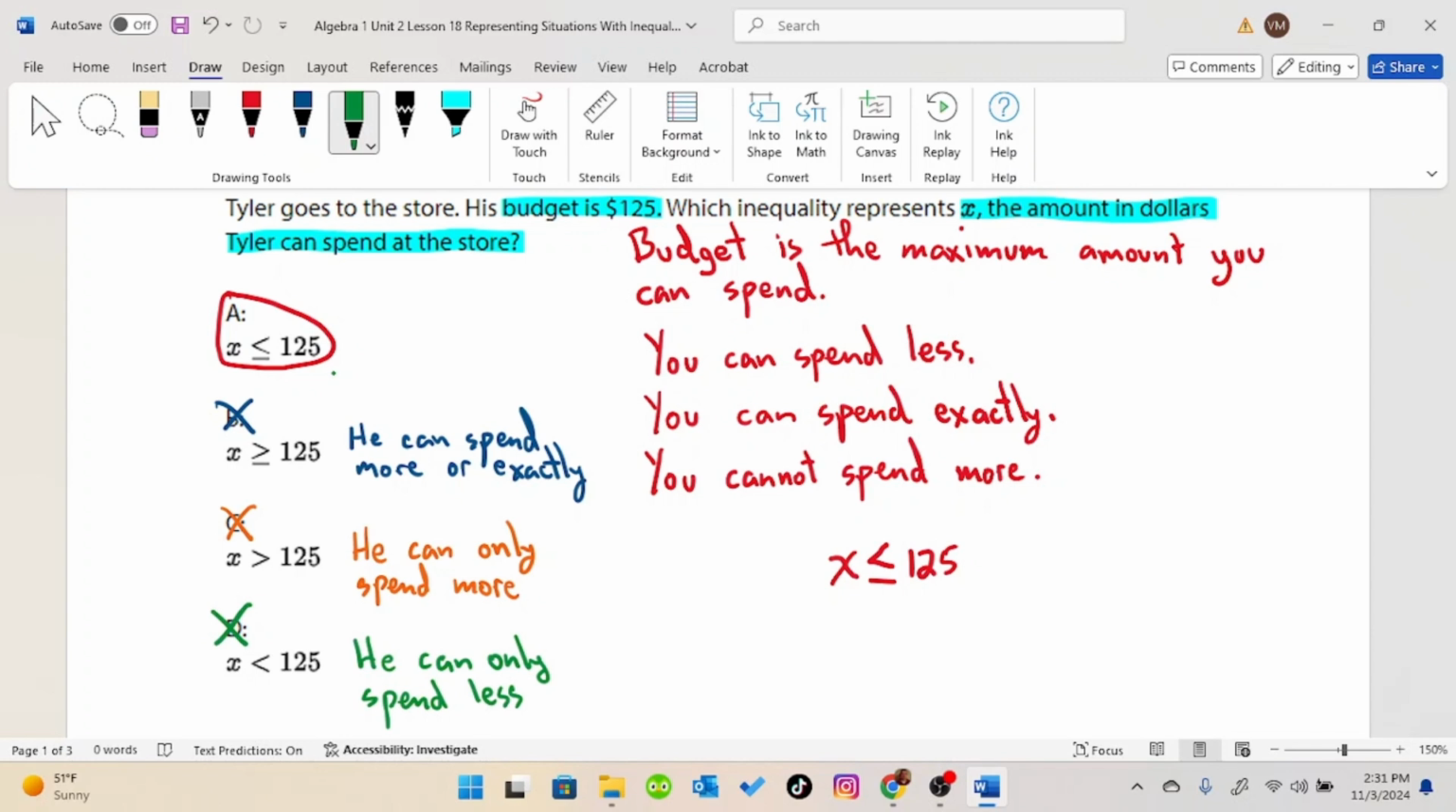So D is wrong. A is correct because the budget means he can spend less than $125 or he can spend exactly $125. If you have any questions about how to solve this practice problem, please use class time to ask for further clarification before we move on.